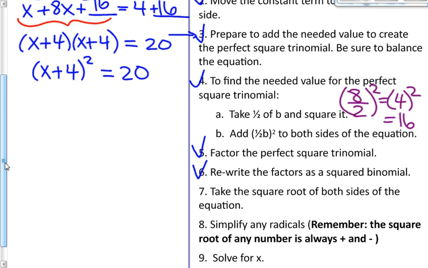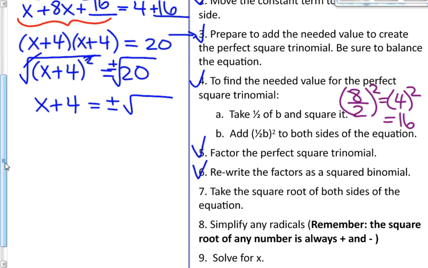Okay, now we need to take the square root of both sides of our equation. And just remember that when we insert a square root to solve an equation, you always need to remember your plus or minus. So by square rooting a squared term, you're going to just be left with the term, so x plus 4, and that's going to be equal to plus or minus the square root of 20.